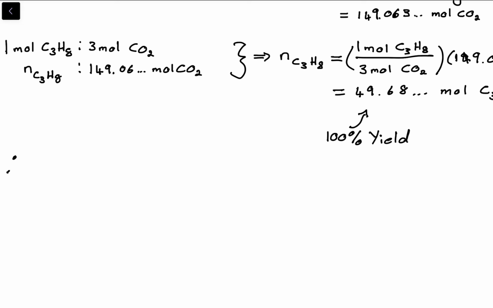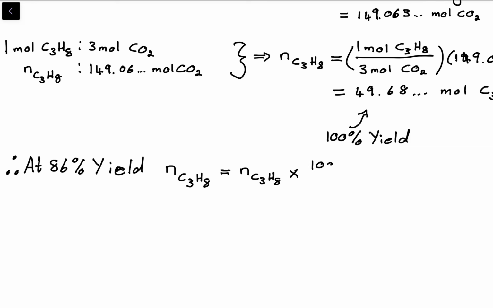So therefore, at 86% yield, what we say is we require this number of C3H8 multiplied by 100 divided by 86. That's how much we need extra.